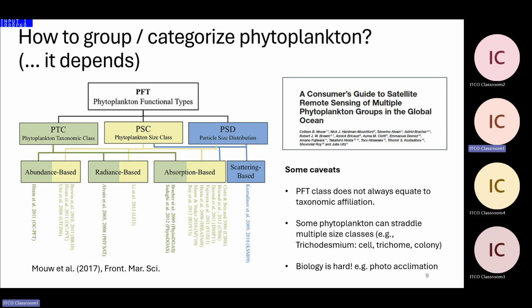Okay, now, I just wanted to point out before I move on, when you're classifying and categorizing, there are some caveats, right? A phytoplankton functional type class, for example, doesn't always mean a taxonomic affiliation. For example, as I mentioned before, you might have a type of diatom that straddles two size classes. So it doesn't necessarily mean that if you've got a microplankton community, it's all diatoms. It's going to be a mix of other things. And biology's hard.